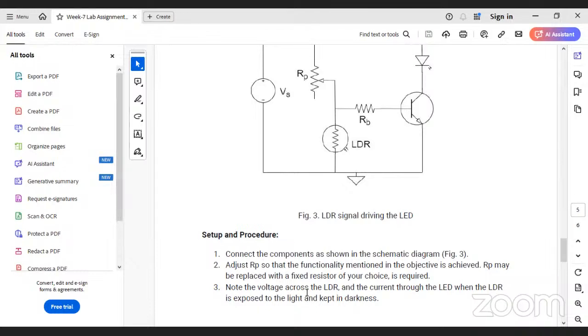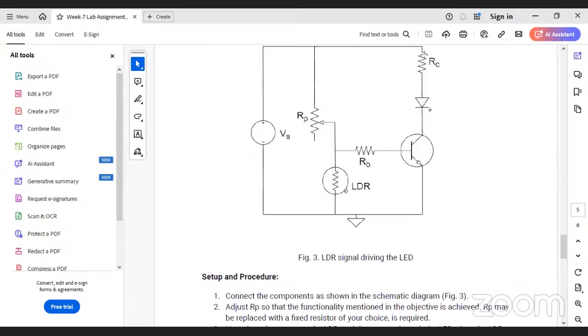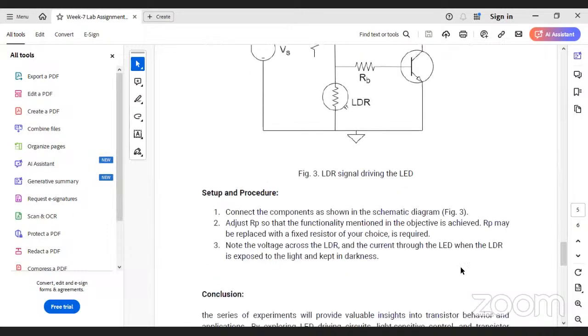Note the voltages across the LDR and the current through the LED when the LDR is exposed to light and kept in darkness. So point 3 means you have to note the voltage across the LDR and the current through the LED, that is IC, when the LDR is exposed to light. You have to do the same thing when the LDR is not exposed to light, that is, when it is kept in darkness.